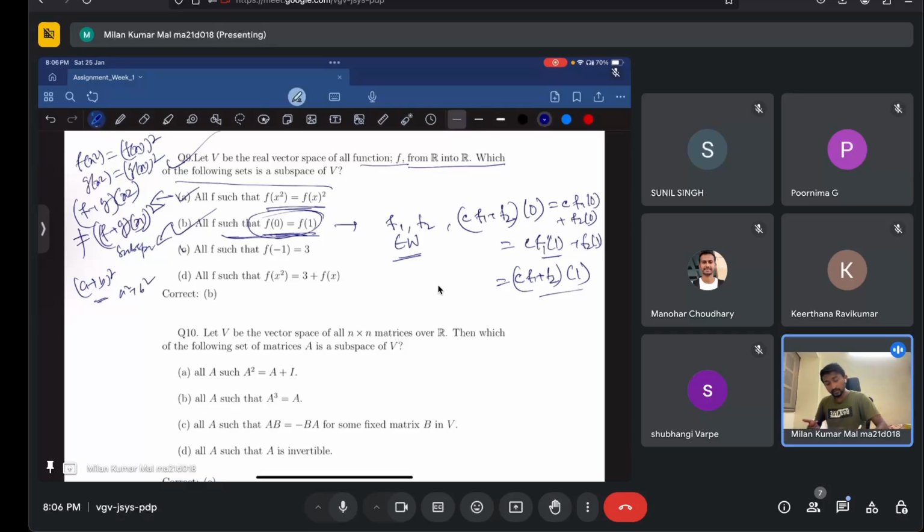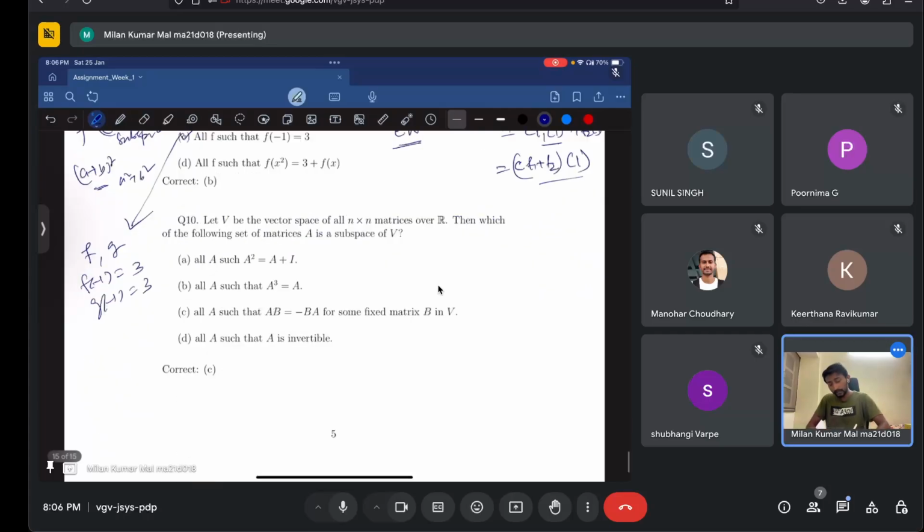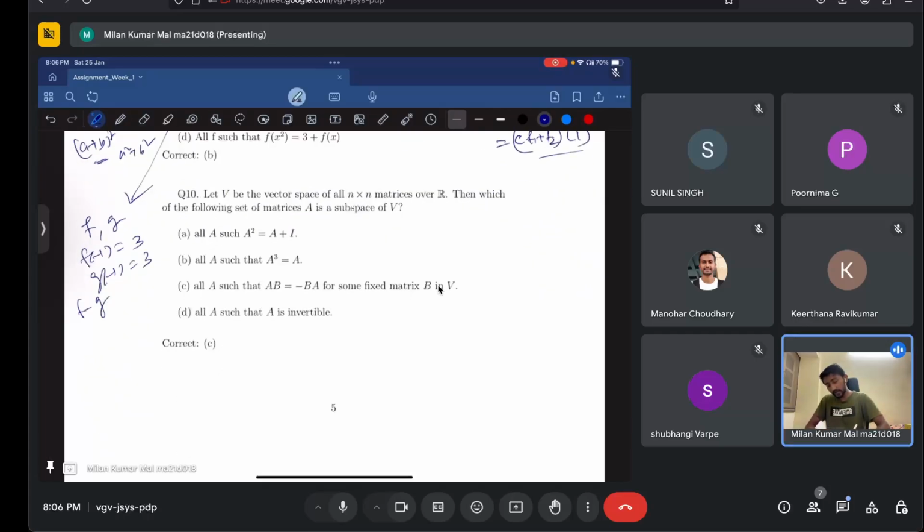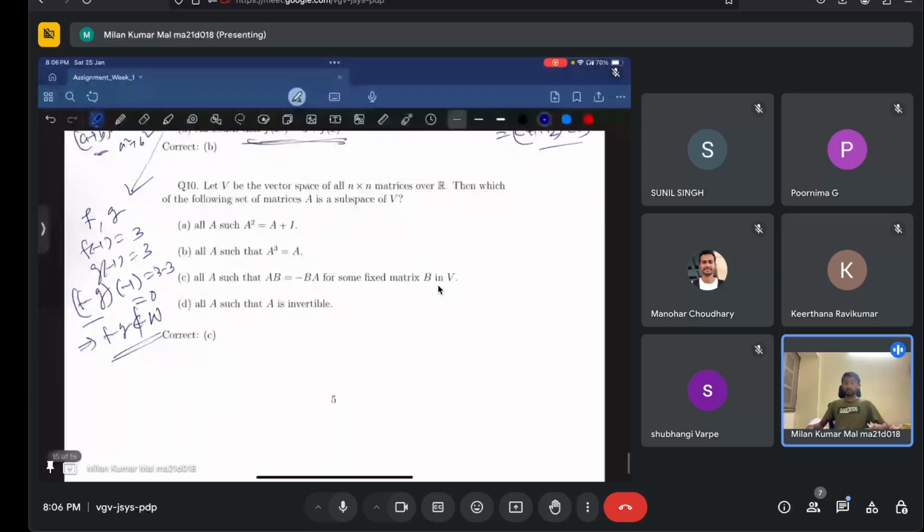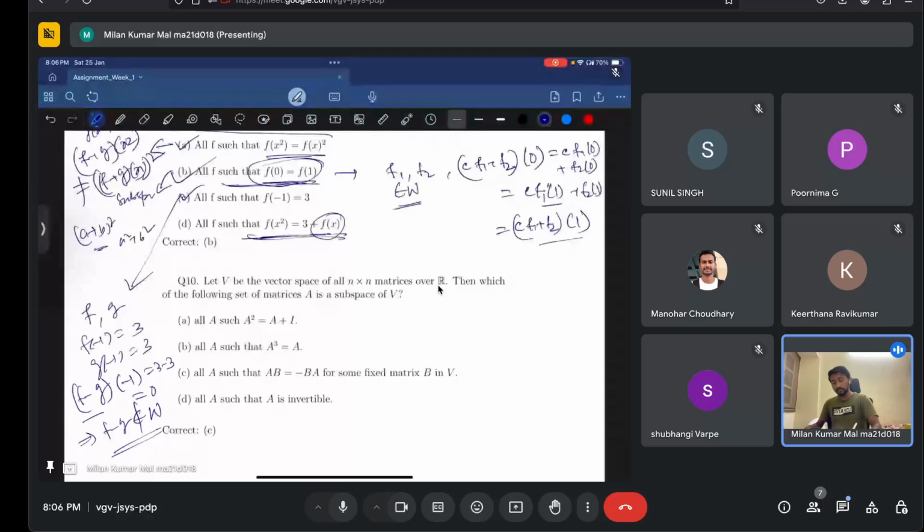Similarly, this will not be the case. Why? Because suppose we have two functions f and g for which f of minus 1 equals 3 and g of minus 1 equals 3. Then f minus g, what will it be at the point minus 1? That will be 3 minus 3, that will be 0. So that implies that f minus g is not in the subspace W. Similarly, this will not be, because 3 is there. We can do the same thing. So this will not be, this will not be, and this will not be. So this is the case.